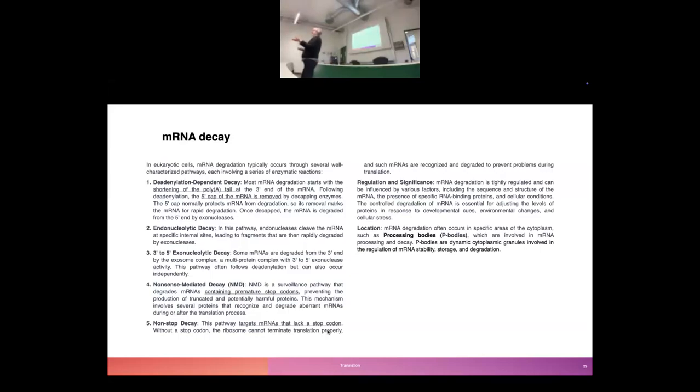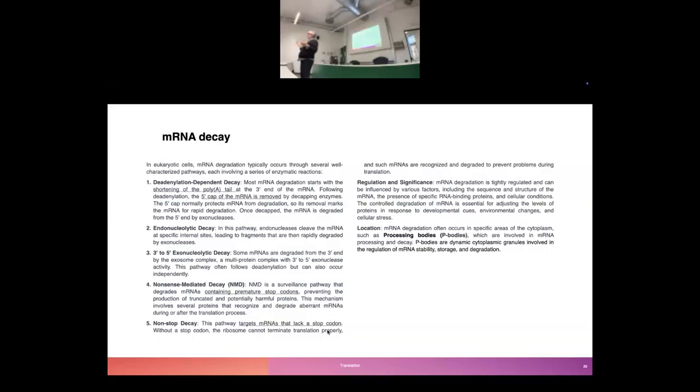It will be by shortening the tail. The poly A tail is one of the aspects. As the ribosome translates, another aspect is the activation of exonucleases that can remove nucleotides from the 5 prime. It can destroy the 5 prime cap. And if we lose the 5 prime cap, we do not translate this mRNA anymore.